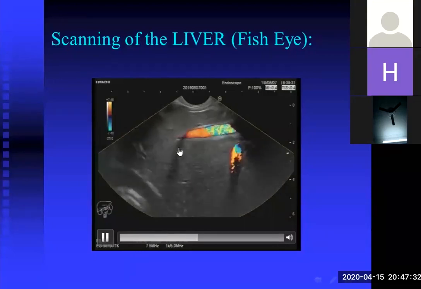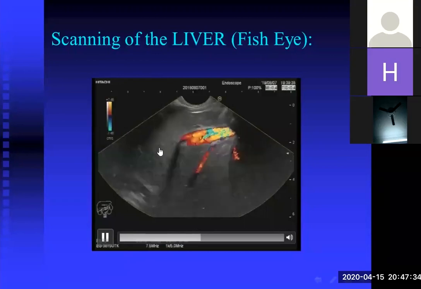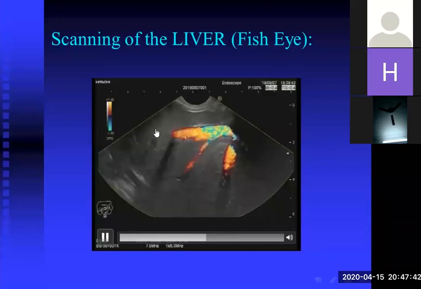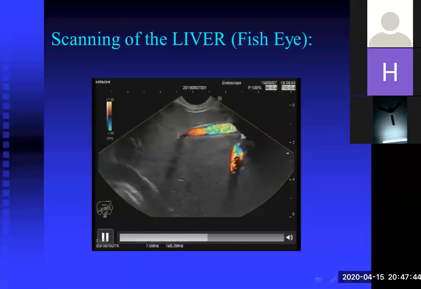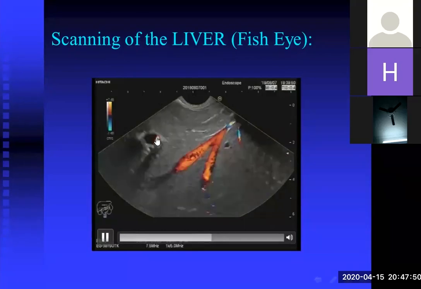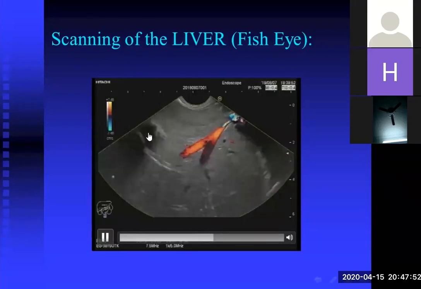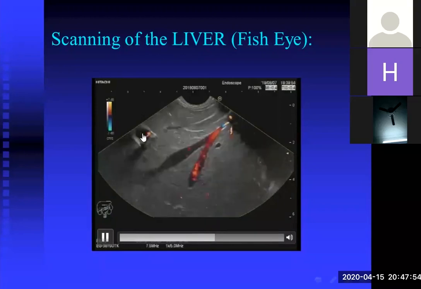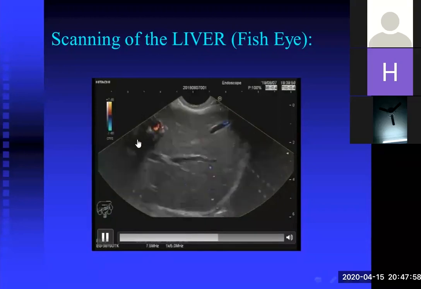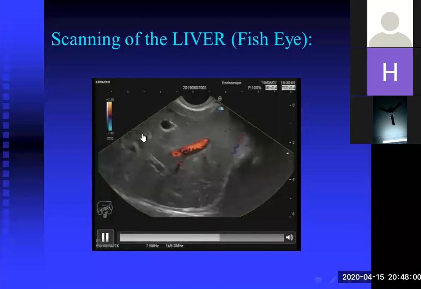Yes, I will push the echo endoscope downwards. I will push it inside the patient in order to visualize the fish eye appearance, pushing the echo endoscope downwards and starting to do clockwise and anti-clockwise rotation. Yes, the left portal vein is starting to appear, and the fish eye appearance, like the eye of the fish.